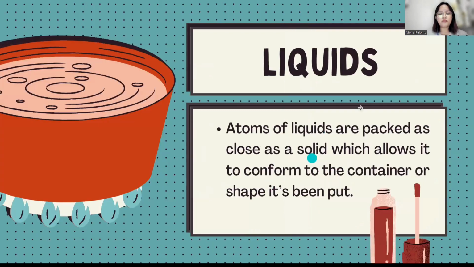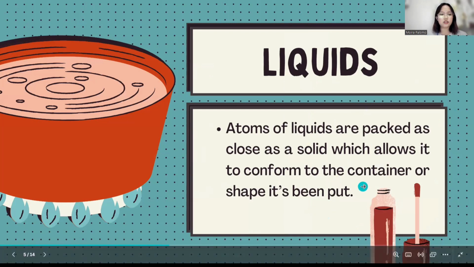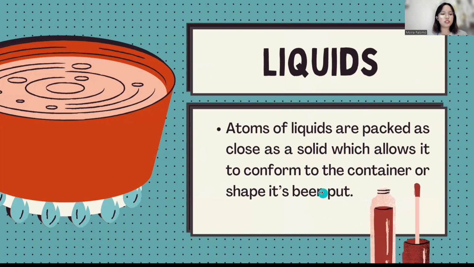So, to brief on the liquids. The atoms of liquids are packed almost as close as a solid, which allows them to conform to the container or shape they've been put in. So although their atoms tend to be similar to those of a solid, what makes liquids distinct is their volume. Their fluidity makes them incapable of being compressed, so they only follow the shape of the container they're put in. But in actuality, they cannot have a shape of their own if not for those containers.